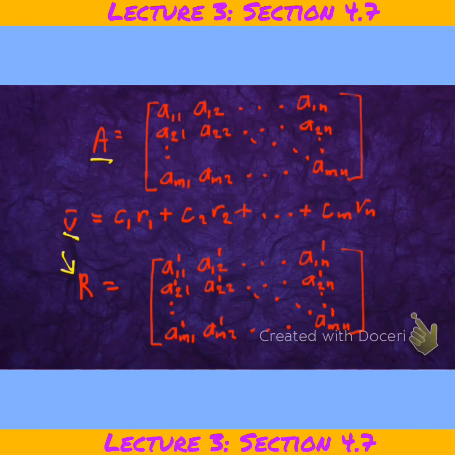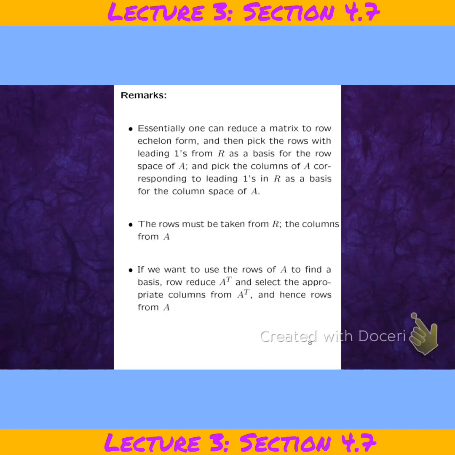So therefore, the basis for my row space of A can be obtained by just reducing A to R and then taking the vectors with leading ones. All right, that leaves us with the following remarks. Essentially, one can reduce a matrix to row echelon form and then pick the rows with leading ones from R, and that will be a basis for the row space. That's an application of the previous theorem.